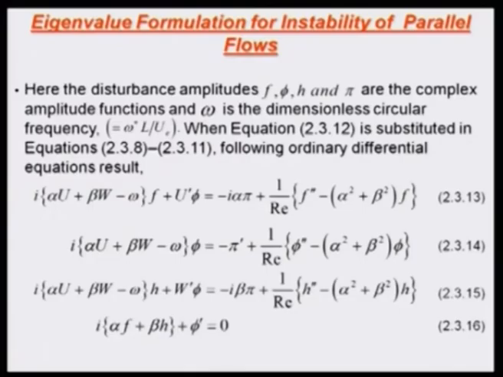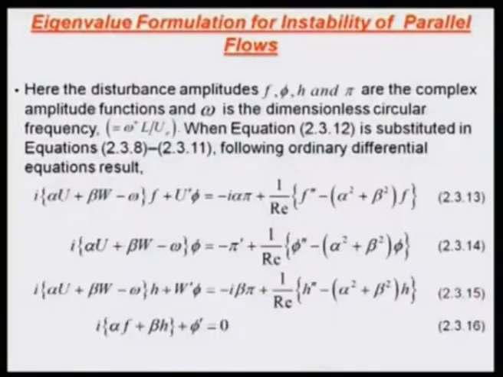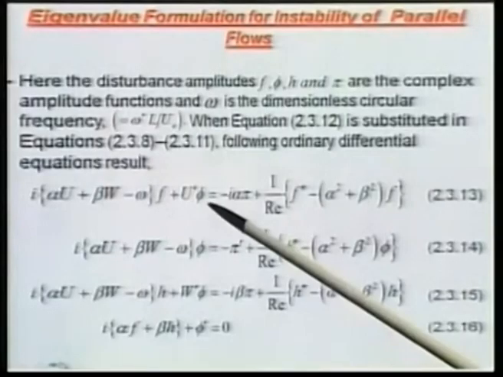is that we would be taking a particular point of view where we will be talking about either the spatial or the temporal problem. So, for the time being, let us go ahead and look at the spatial problem. That means, we will take this omega, the dimensionless circular frequency, to be a real quantity, and we will try to find out the complex alpha and beta.